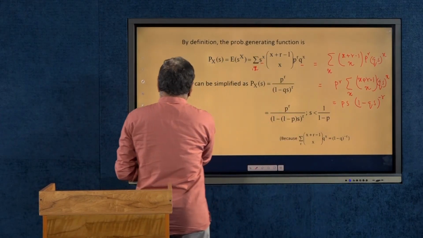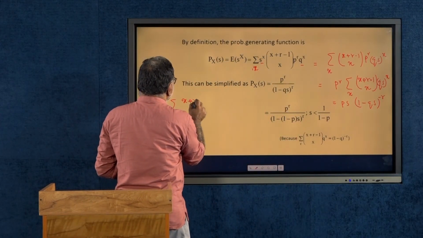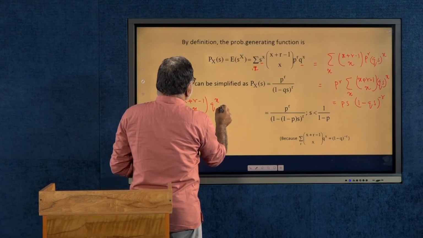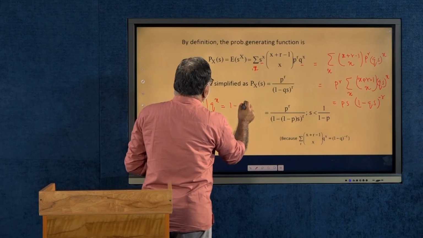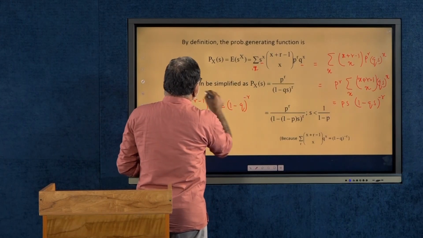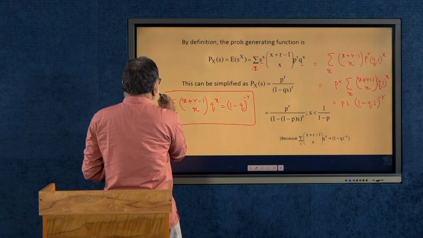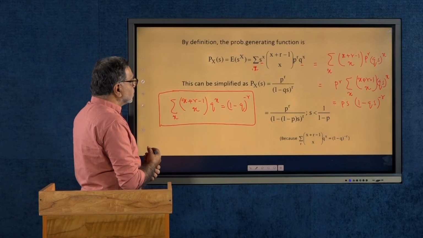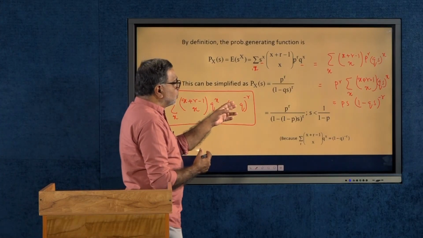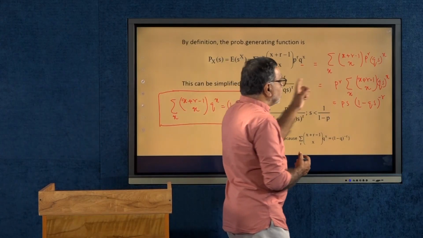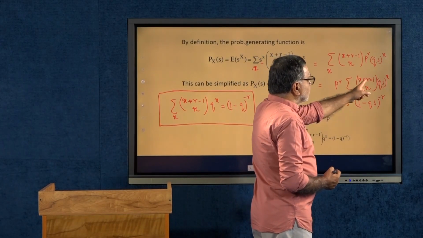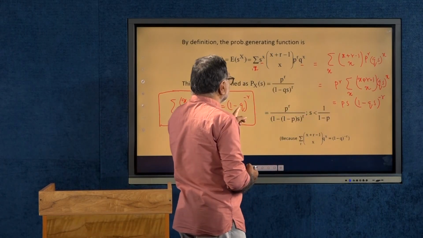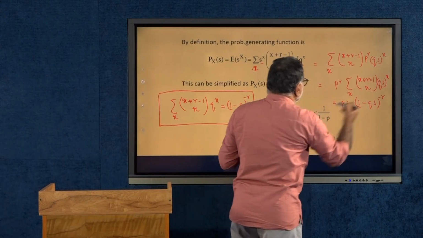because already we have that the sum of (x plus r minus 1) c x q power x is the same as (1 minus q) power minus r. This is a known result for us: the sum over x of (x plus r minus 1) c x q power x is equal to (1 minus q) all power minus r. So, based on that, the summation over x of (x plus r minus 1) c x (q s) power x is (1 minus q s), instead of this q we have q s, power minus r.